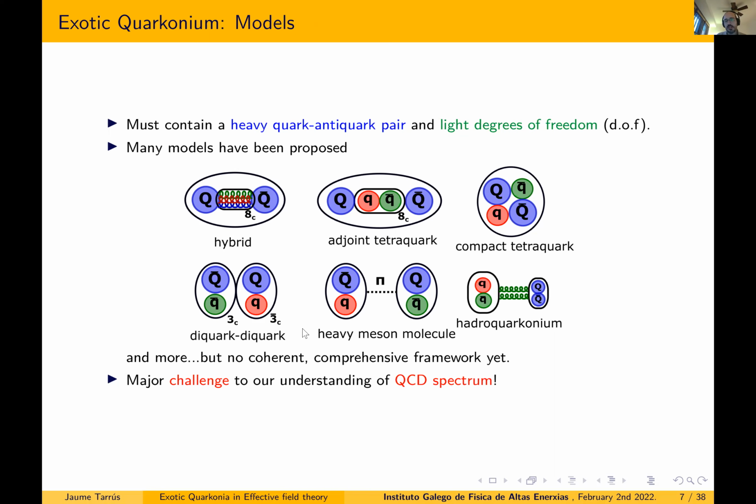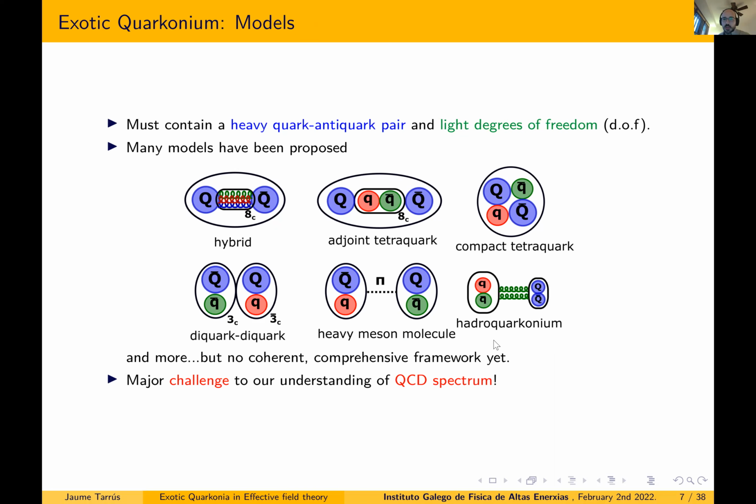Also very popular is that some of these states can be shallow bound states of two heavy mesons, of heavy meson pairs. This would be the case, for example, of any state that is very close to a threshold, which is very likely to be a heavy meson molecule. And there are also other models, such as this quarkonium adjoint proposal, in which you could think of the exotic state as a quarkonium core bound together with some cloud of light hadrons, such as baryons and so on.